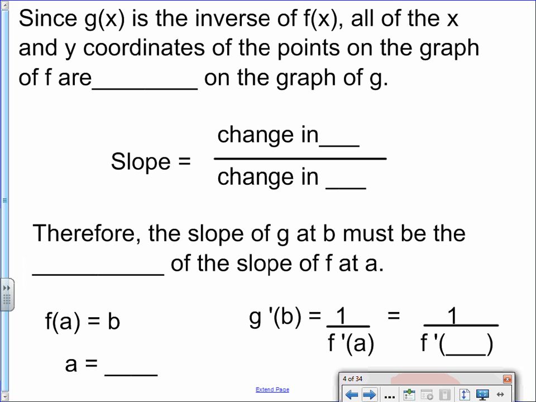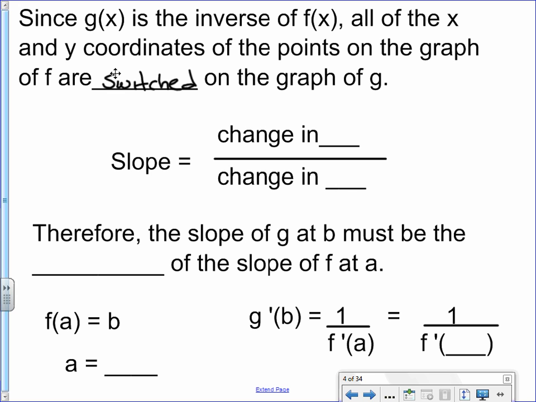Since g of x is the inverse of f of x, all the x and y coordinates of the points on the graph of f are blank on the graph of g. So think about all the points on the graph of f. I don't want to say opposite, because then you'll think negative a, negative b. You can say interchanged or switched. What word do you like better? Reversed? I'm going to say either switched or interchanged. Switched is actually shorter.